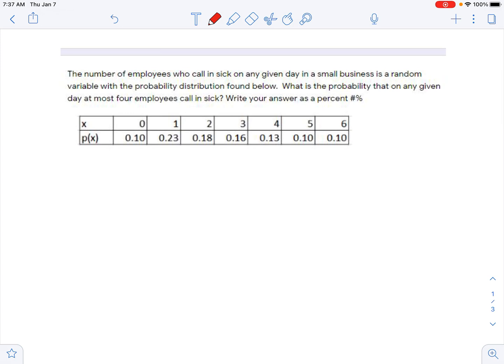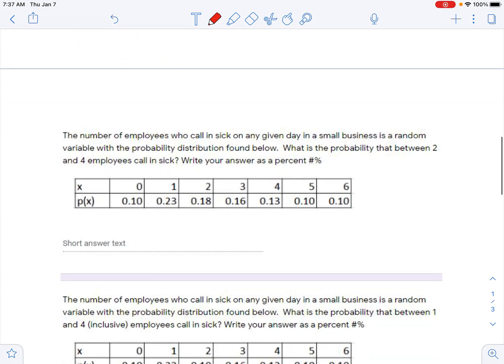If you go to the next, what's the probability that on any given day at most? So the most that we'd have is 4. So it would be 4 on down to here. So we would add this 10% plus 23% plus 18% plus 16% plus 13%. If you added all those together, you would get 80%. And so that would be our answer.